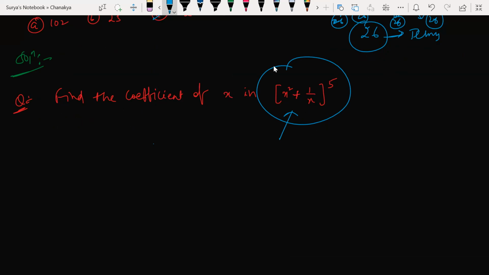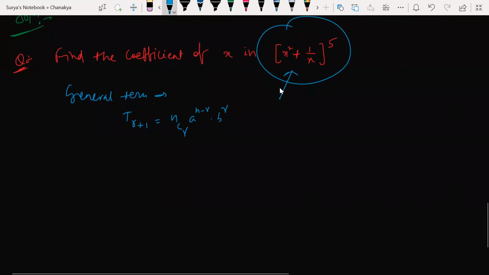I need to use the general formula here. All we know here is the general formula. So, the general term formula, what is that? It was T(r+1) = nCr a^(n-r) b^r. Isn't it?